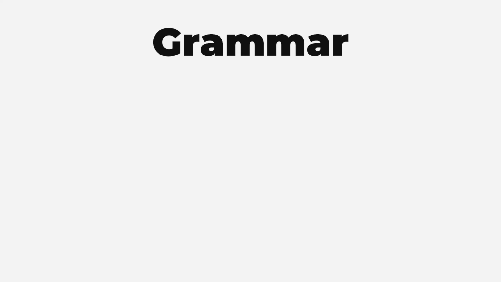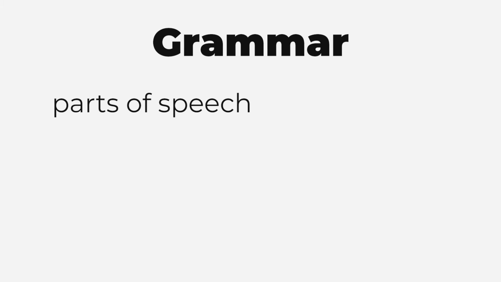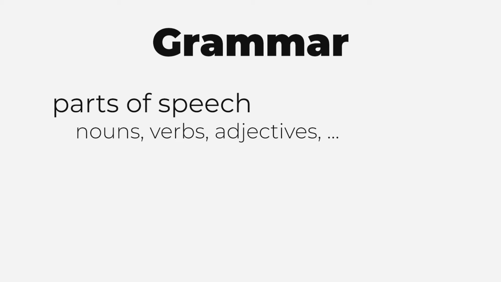To make your language work, you don't only need words but also grammar. So now it's time to establish some grammar rules for your language. Most importantly, you want to know what parts of speech exist in your language and how they are used. Parts of speech are, for example, nouns, verbs, adjectives, adverbs, pronouns, and so on.